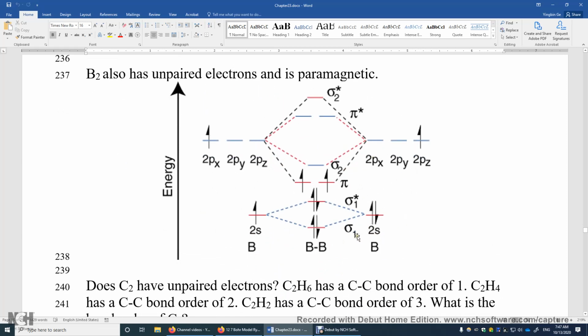Unfortunately, you sometimes see this as sigma 2g, sigma 2u star. Sometimes it's sigma 1g, sigma 1u star. Or over here, g and u are not even used. It's sigma 1, sigma. So when you see this, just remind yourself, in this MO diagram, the core electrons and the core orbitals are neglected.